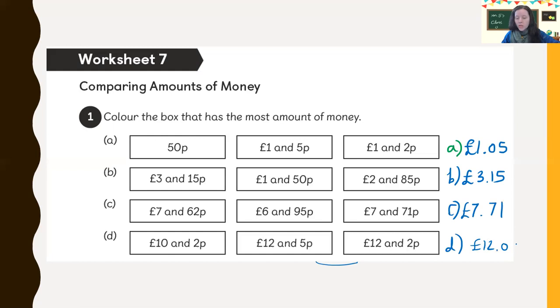£12.05. When it's just ones, like 05, that's why the O is there, because there's no tens. Otherwise, it would be £12.50. Well done if you got those right.